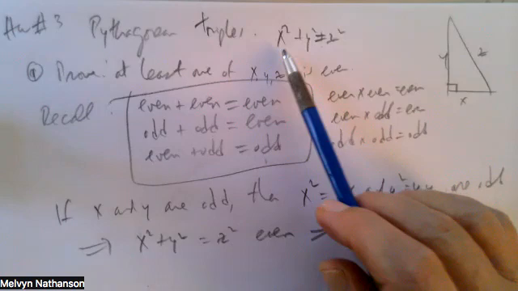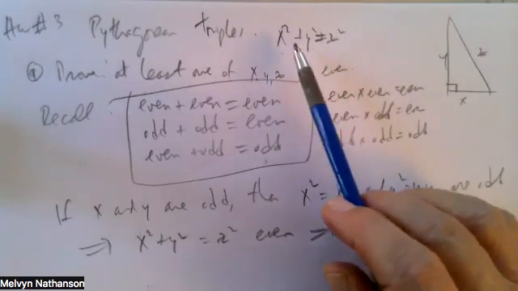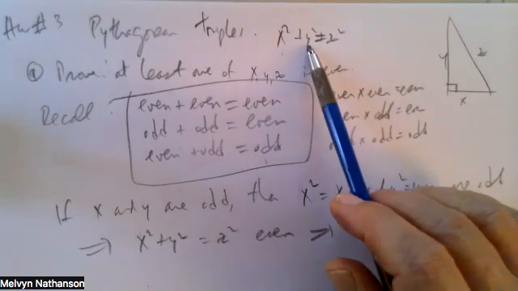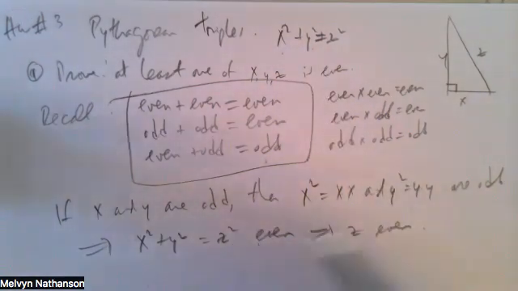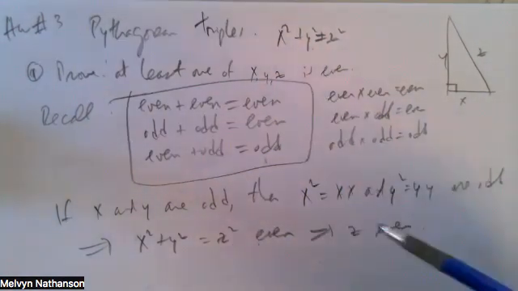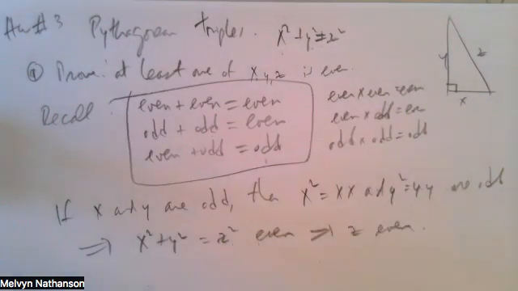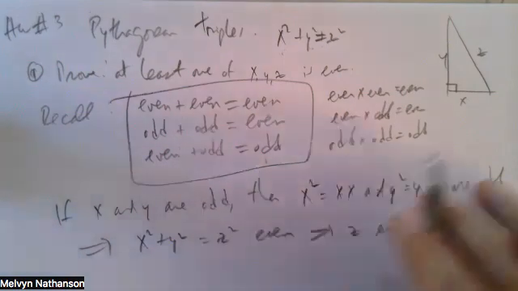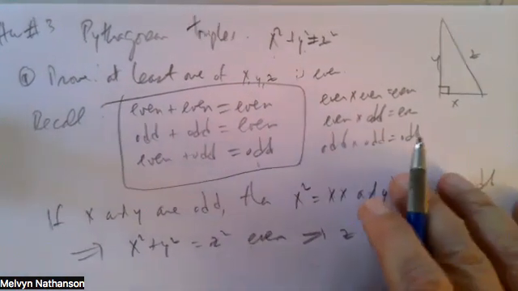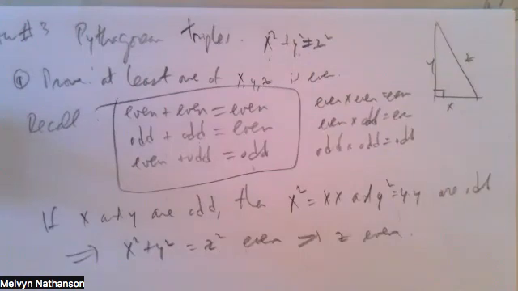So if you look at x, y, and z, you want to show at least one of them is even. If x is even, you're done. If y is even, you're done. If x is odd and y is odd, x squared plus y squared, which is z squared, is even. So z has to be even. So at least one of the three numbers has to be even. So that's the reasoning, right? That's the logic.